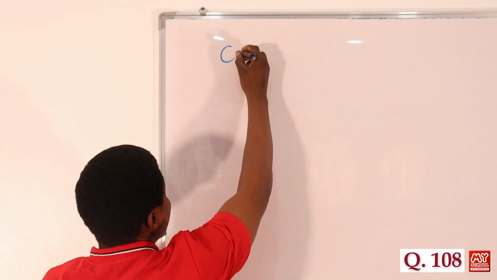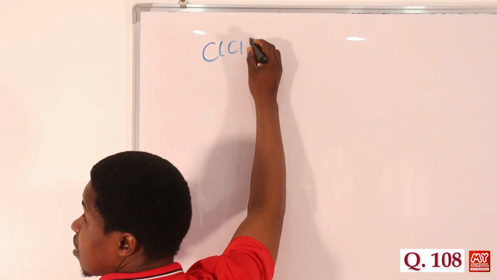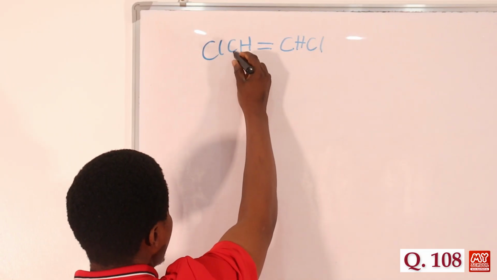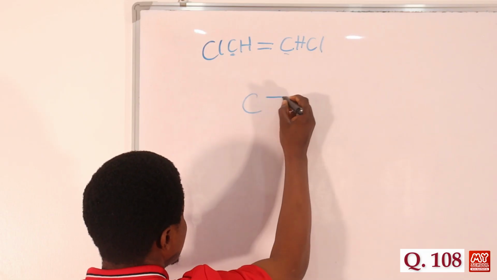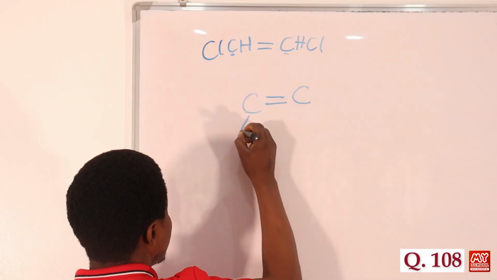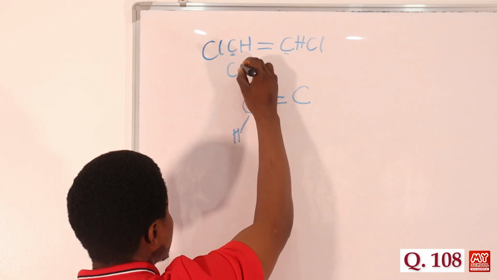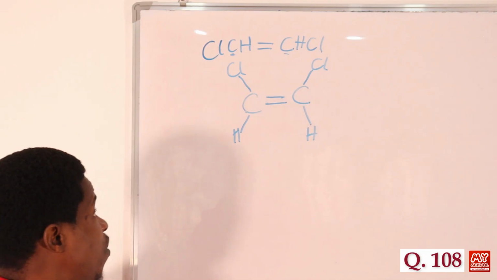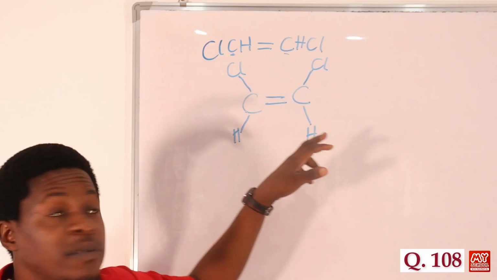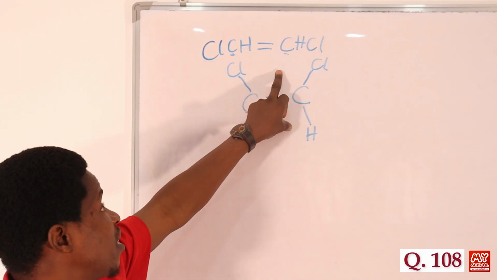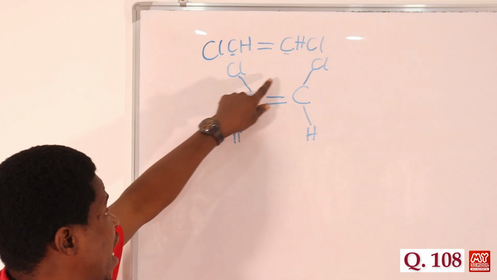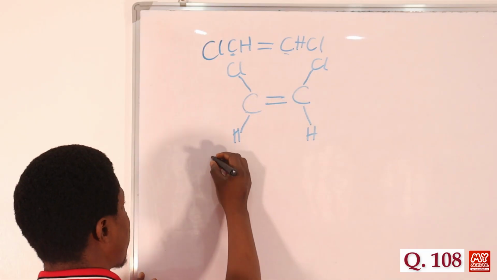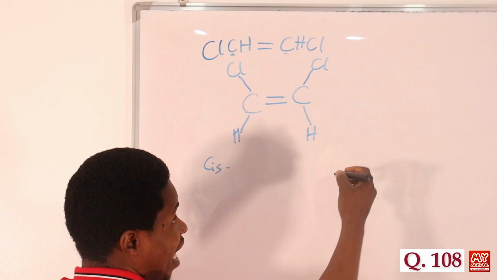We have Cl, CH, double bond, carbon, hydrogen, Cl. So if you draw this, this is carbon, carbon, and we draw that double bond. We have one hydrogen here, and then we have Cl attached to it. The same thing, we have Cl can be here, then we have hydrogen here. Now this can exhibit isomerism, because the substituent groups we have here are actually Cl and Cl. They are all on one side, so we can call it cis. We have the cis and then the trans.